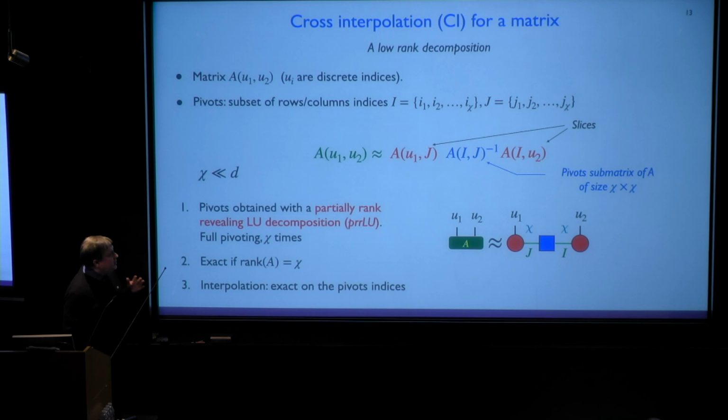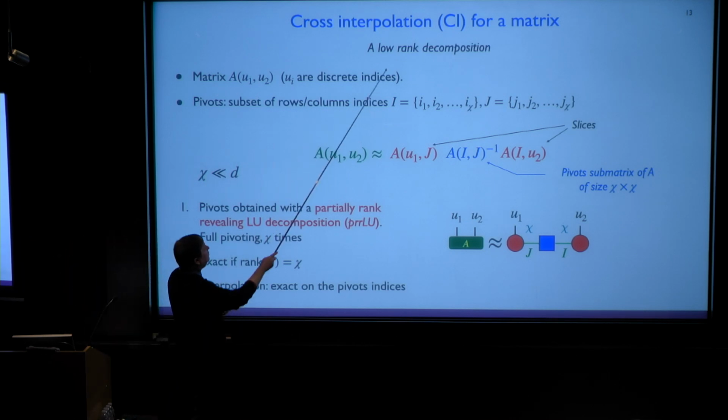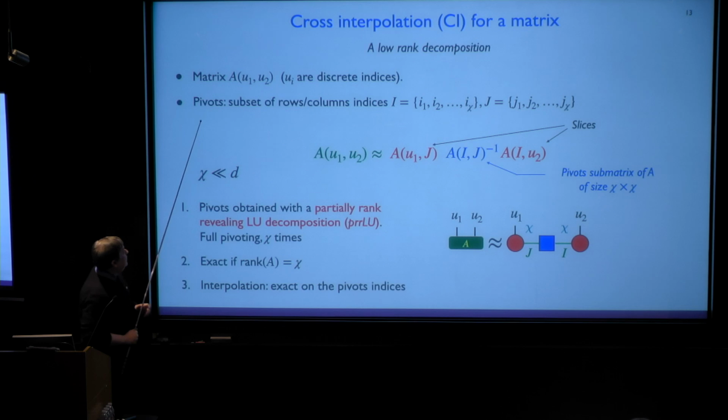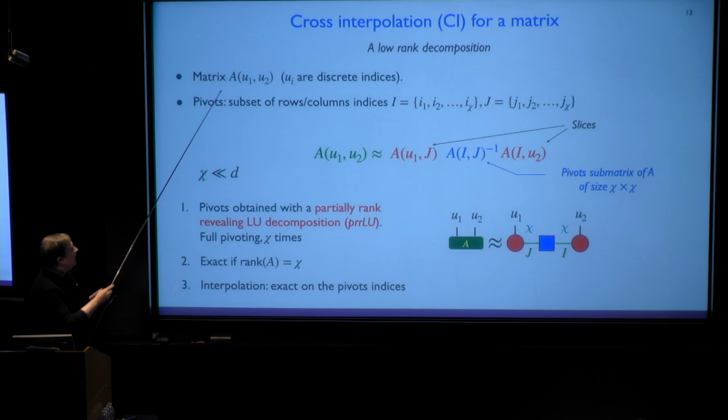The tool I'm going to need is a tool of the decomposition of a matrix, a cross-interpolation, CI, hence the name of the algorithm, for a matrix. That's one of these low-rank decompositions for a matrix. So let's look at this. Imagine we have a matrix A, depending on U1 and U2, with discrete indices. I write it as a function here, just because that's a notation I will use later.